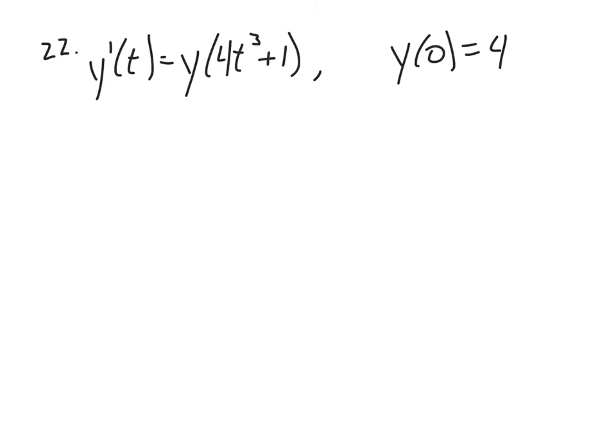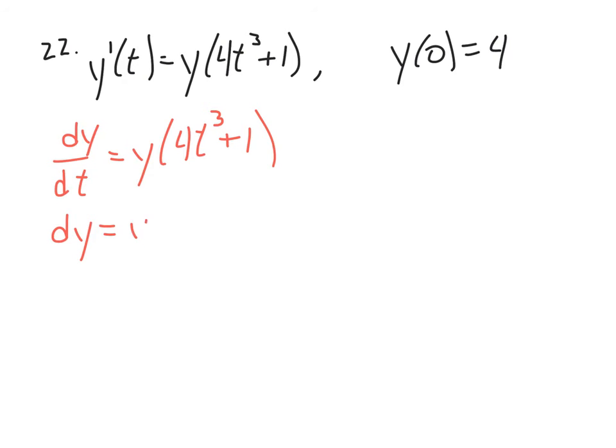Okay, so this is number 22, and you see that it is an initial value problem, but we're going to treat it the exact same way here at the beginning. I'm going to rewrite y prime of t as dy dt. Again, this looks pretty separable to me, so I'm going to start off by multiplying by dt, and then dividing by y.